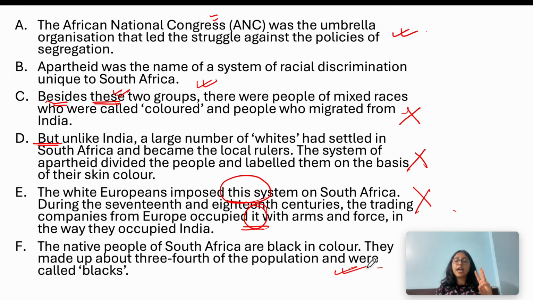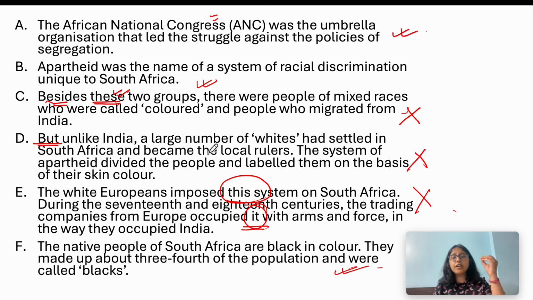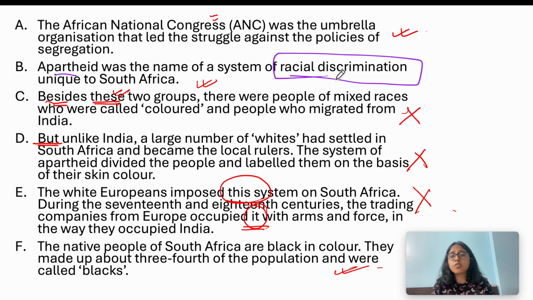Okay. So here we have three independent sentences and we have to choose judiciously which one will be the first sentence. Okay. Fine. Now, look. Here, if you read all the sentences, you can see sentence B talks about apartheid, which is a racial discrimination. This sentence talks about racial discrimination. Okay, sentence C again talks about discrimination. There were people of mixed races, colored, and people from India. Again about race, again race.